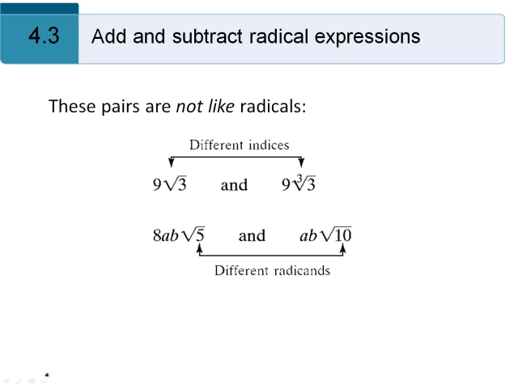So these on this side are not like radicals. We have 9 times the square root of 3 and 9 times the cube root of 3. So because the roots are different, this is a square root, okay, that 2 is understood to be there, but we don't write it. Those are different, so that's why they're not like radicals. And here, 8ab times the square root of 5 and ab times the square root of 10, the radicands are different, so those are not like radicals. So it has to be the same root and the same radicand for you to be able to add or subtract the terms. Okay?